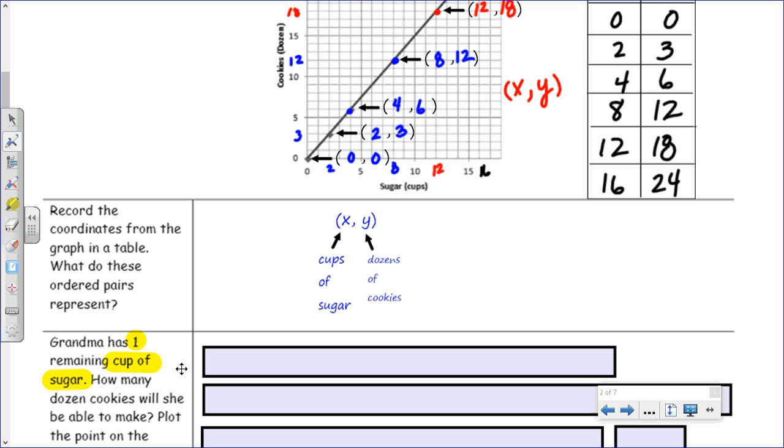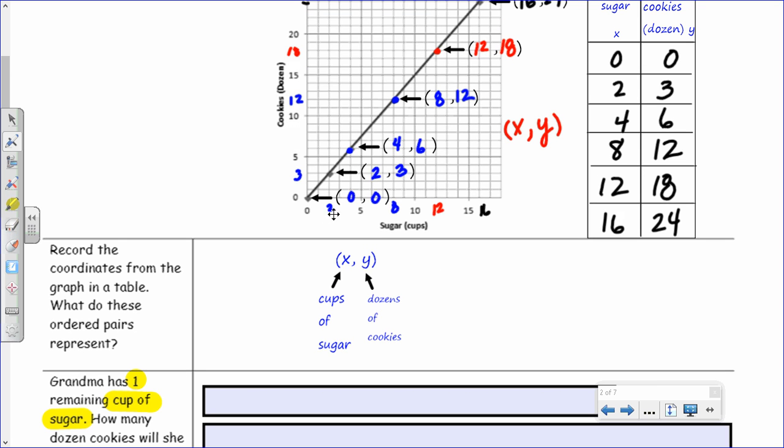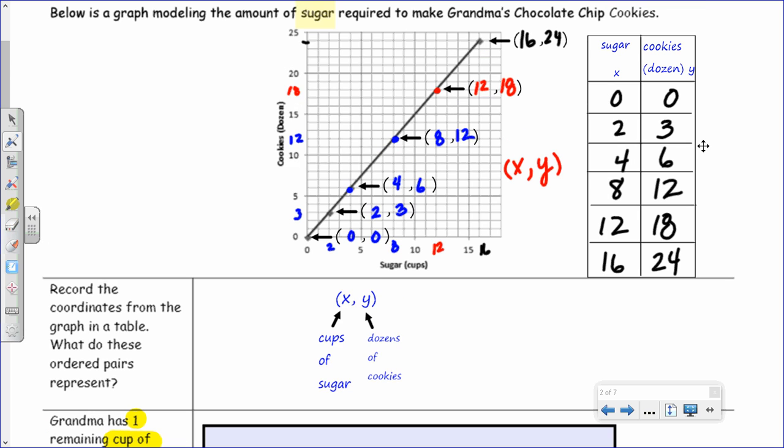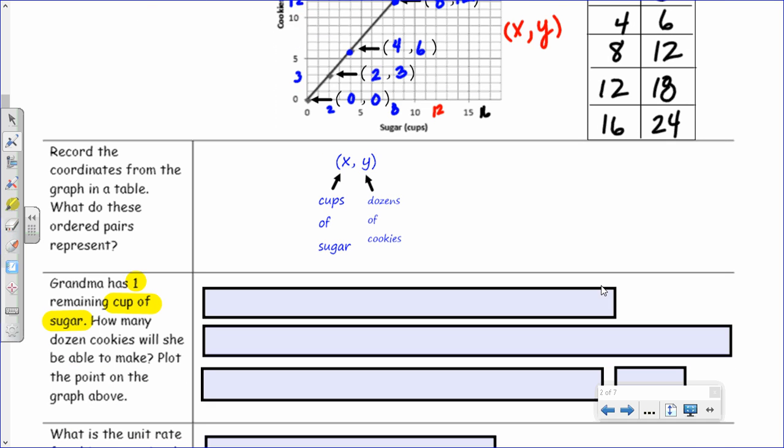So what if she has 1 cup of sugar? How many dozens of cookies can she make? Well, that's really just our unit rate. So pause this, take any of these and divide the y by the x. Remember how we talked about doing y over x to find the unit rate? Go ahead and do that and see what you get.